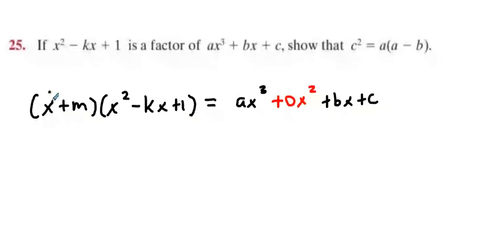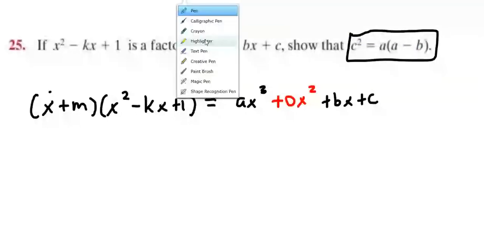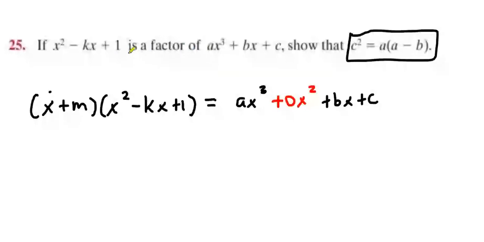Hi, lads. So this is a factor of here. Show that c squared equals a. We're not going to concentrate on this part just yet. We're only going to concentrate on the fact that it's a factor. A factor means that it should divide in evenly.